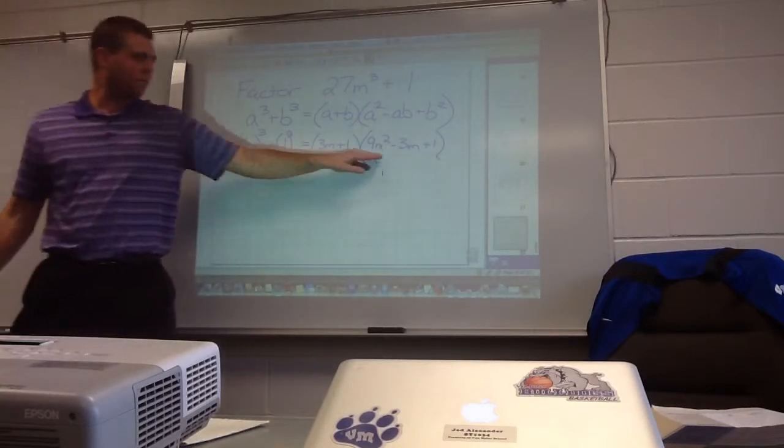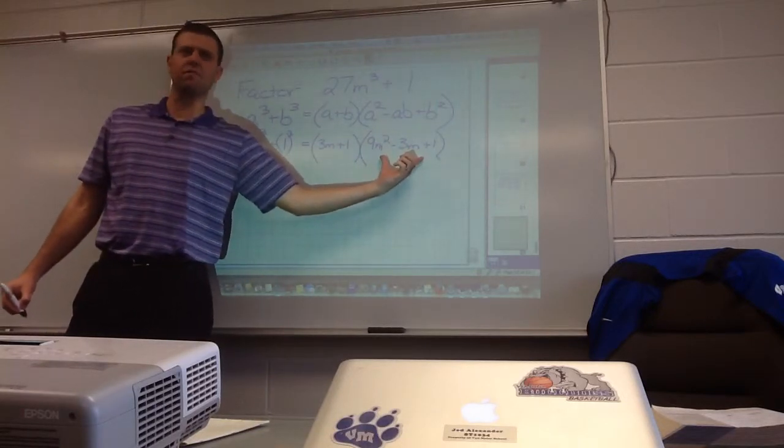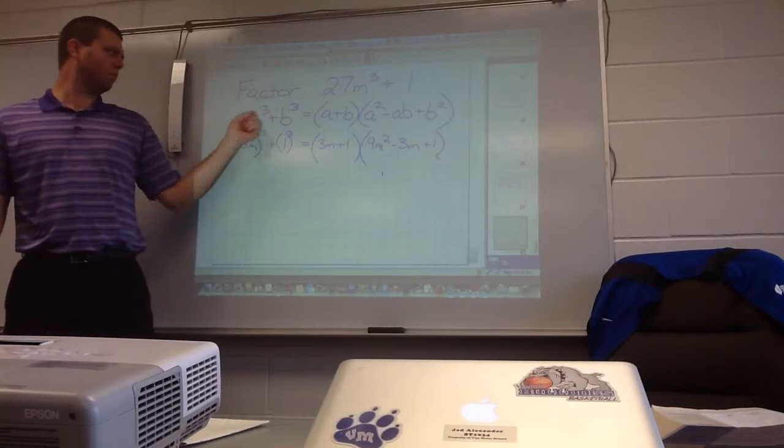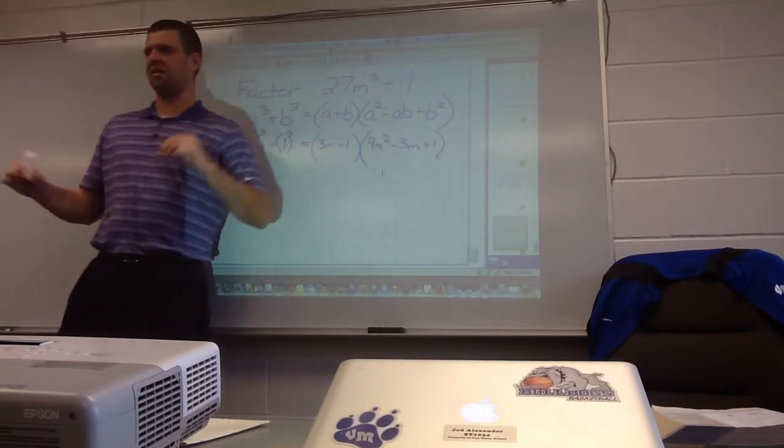You will never be able to factor that quadratic back here any further. Anytime you have the sum of two perfect cubes or the difference of two perfect cubes, once you've done this part, you're done. That's all the further you can go.